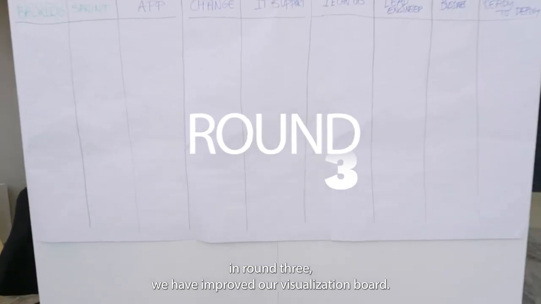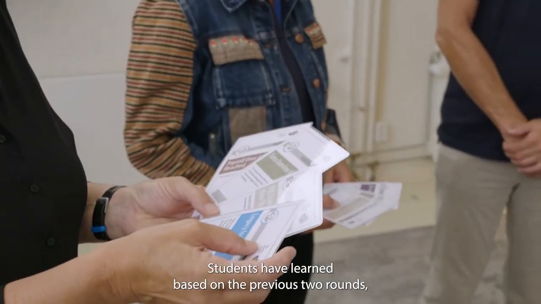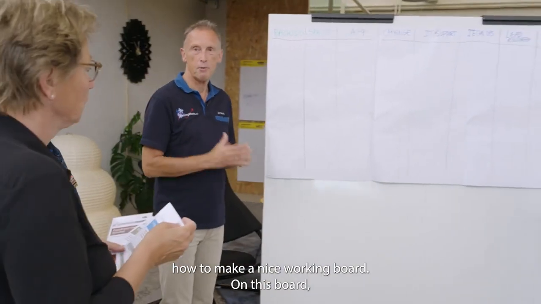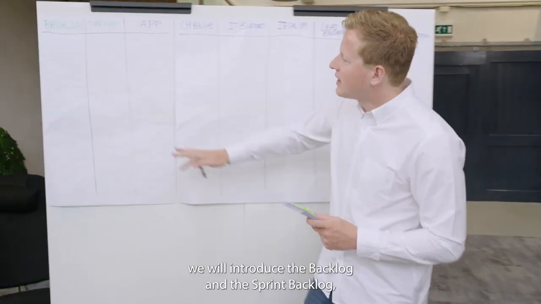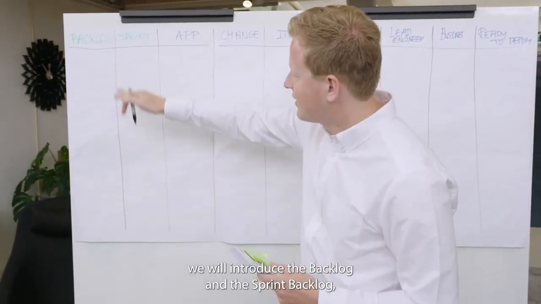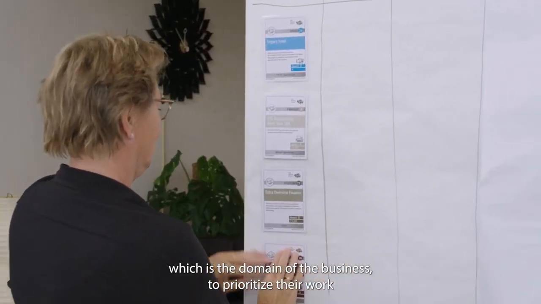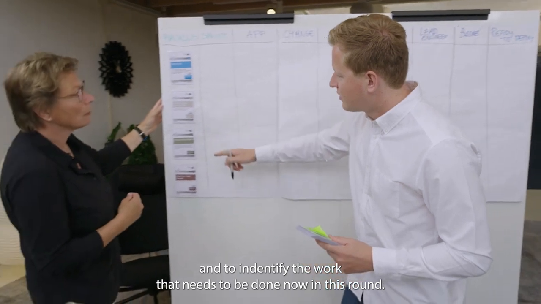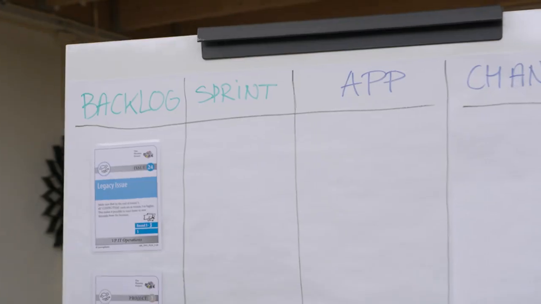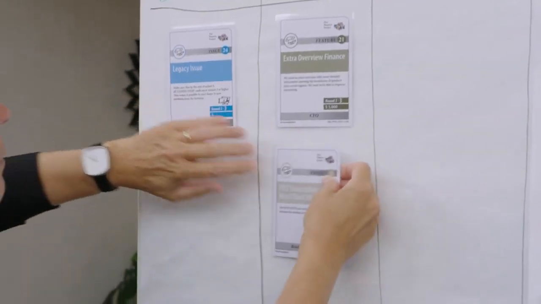In round 3, we have improved our visualization board. Students have learned, based on the previous 2 rounds, how to make a nice working board. On this board, we will introduce the backlog and the sprint backlog, which is the domain of the business, to prioritize their work and to identify the work that needs to be done now in this round. So students and participants in this game have a clear picture of what to do.